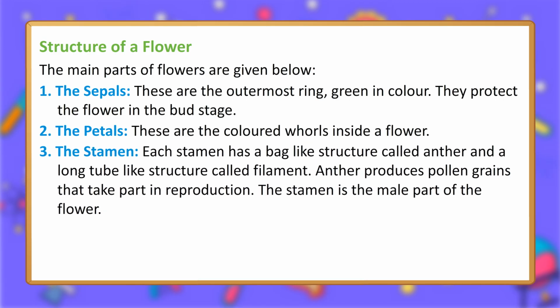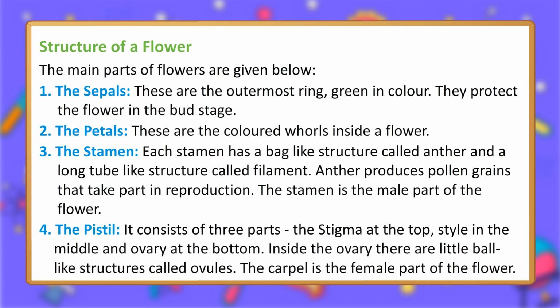3. The stamen. Each stamen has a bag-like structure called anther and a long tube-like structure called filament. Anther produces pollen grains that take part in reproduction. The stamen is the male part of the flower.